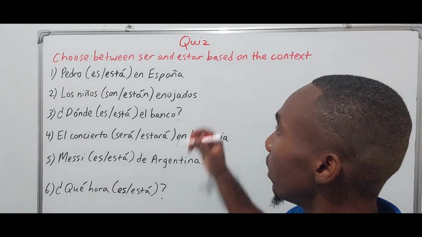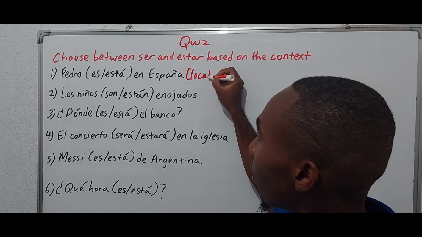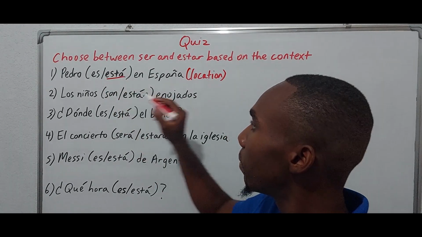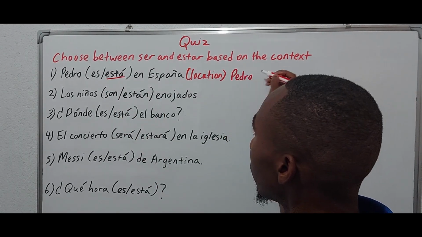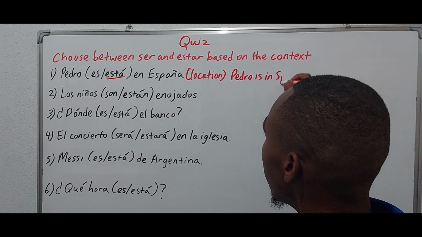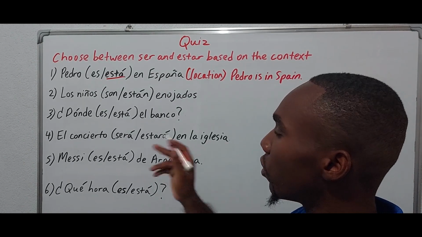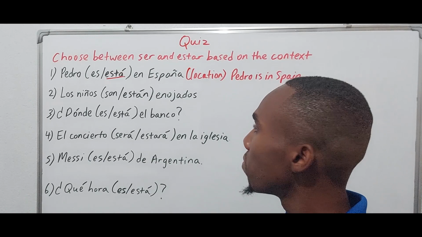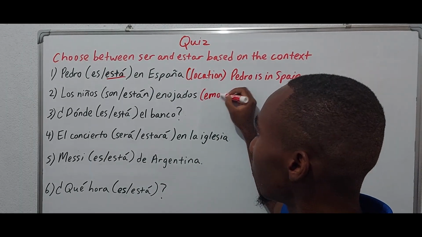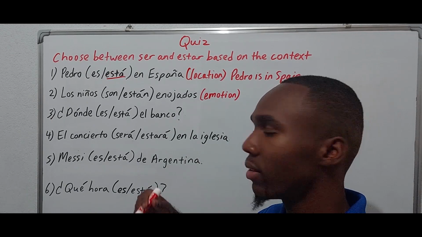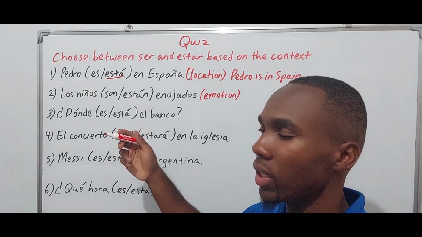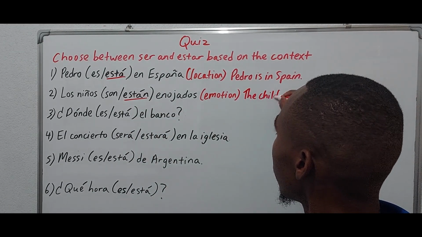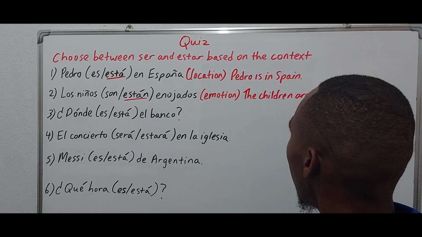What's the theme? The theme is location, and it's talking about the location of a person. Therefore, that is está. Pedro is in Spain. 2, los niños son o están enojados. That is an emotion. So that would be estar, because estar is used with feelings and emotions. So están. So the children are angry.